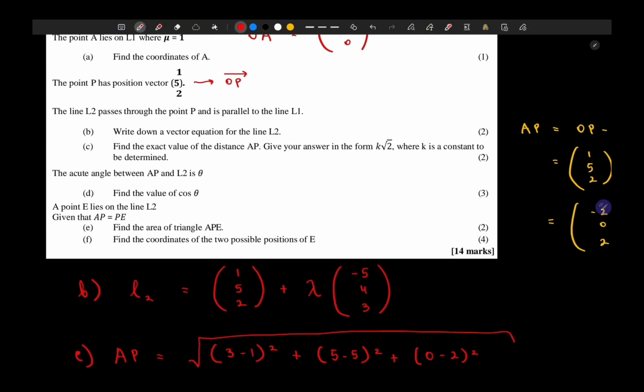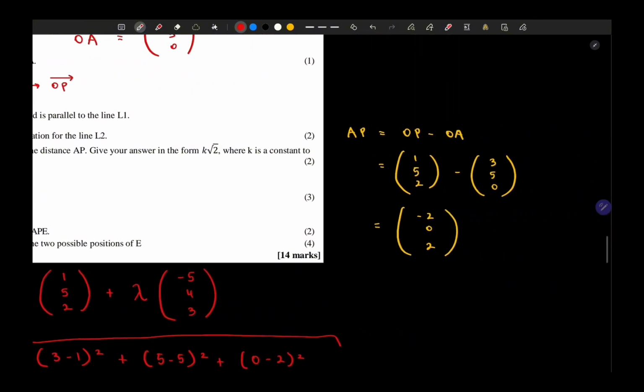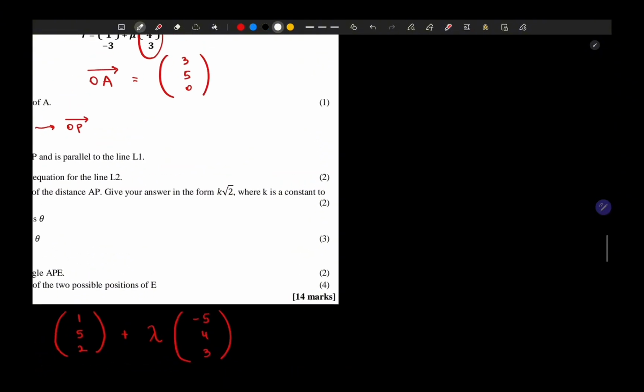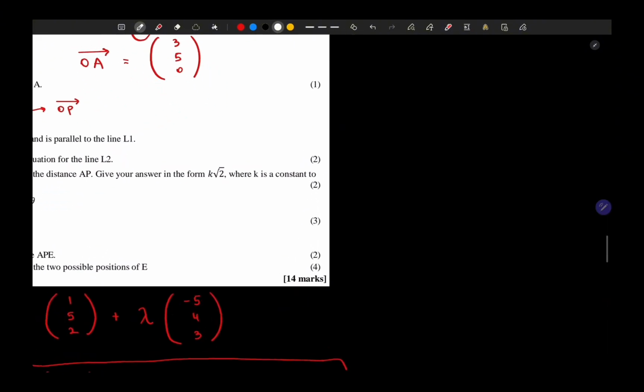Find the coordinates of the two possible positions of E. Okay. So we do not know the coordinate of point E. But what we do know is that point E lies on line L2, which means that I can say that the coordinate of point E will be equal to (1, 5, 2) plus lambda (-5, 4, 3).